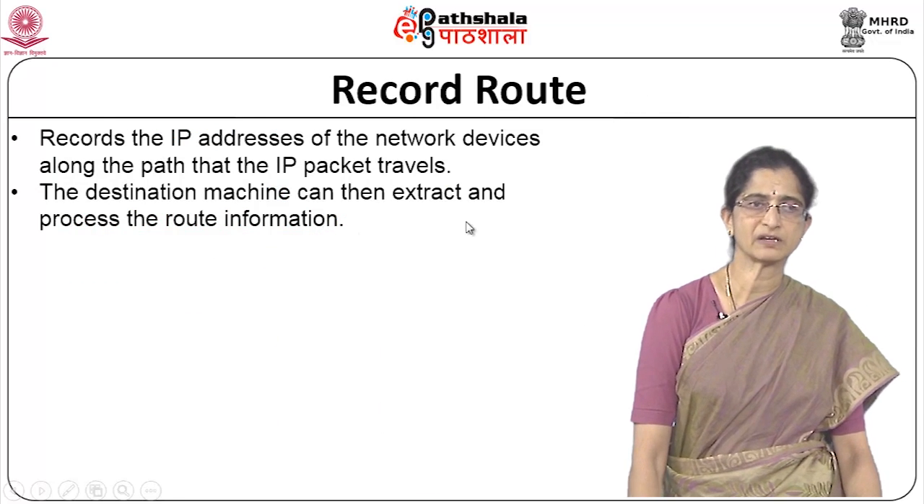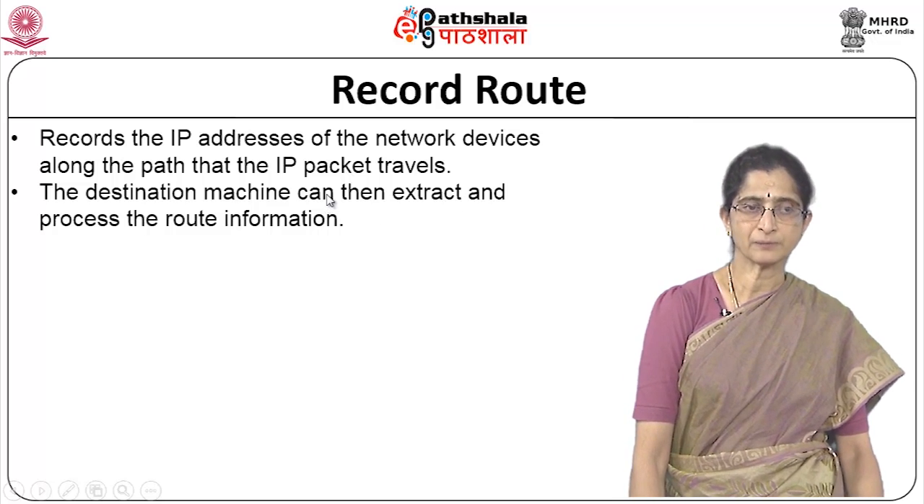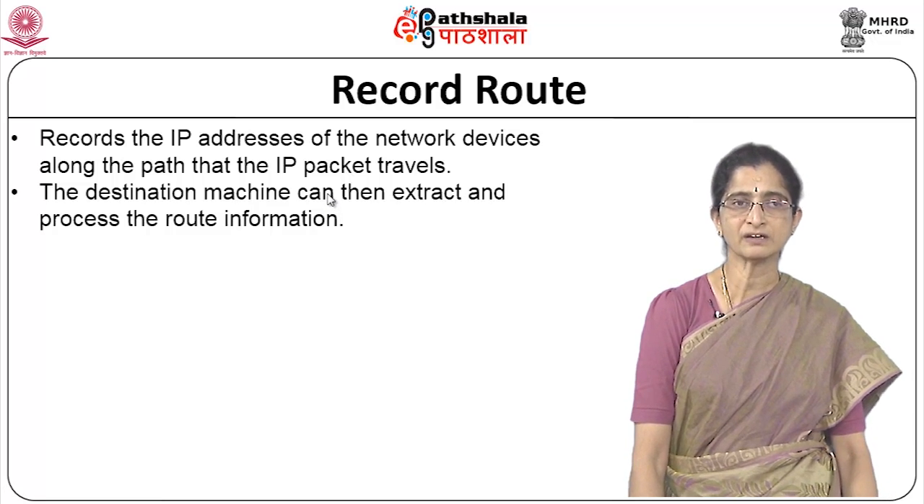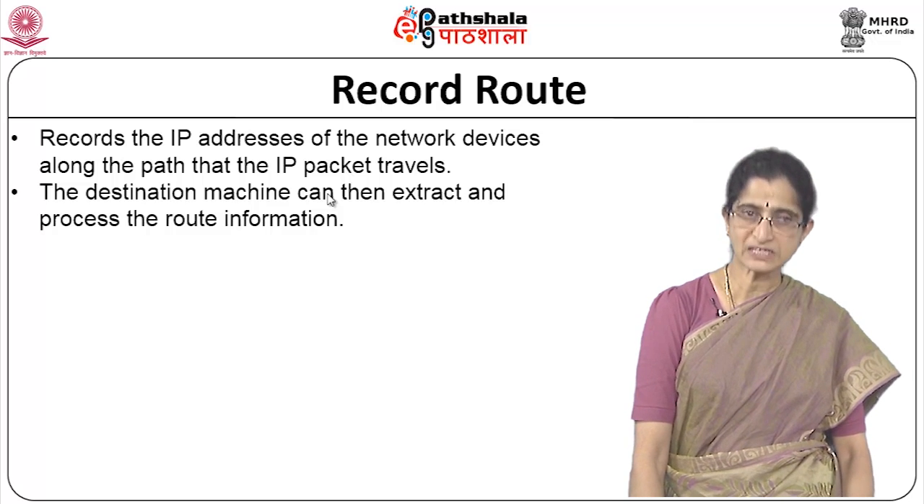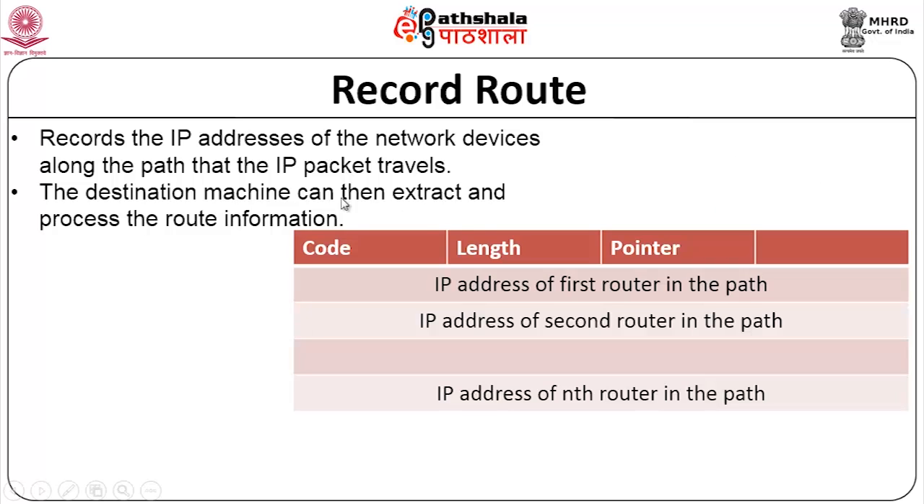The next option that we have is the record route option. In record route, instead of specifying the routes as we did in the case of source routing, when the packet visits a particular router, its IP address is recorded in the options field. The kind of fields that we have are very similar. The only thing is all these fields will be empty to start with. When the packet first leaves the source, all these fields will be empty, and as it visits the different routers, the address of that router will be filled in over here.